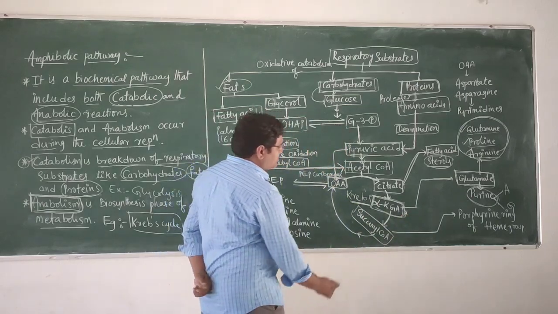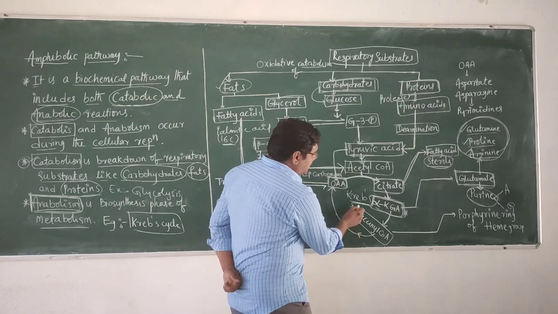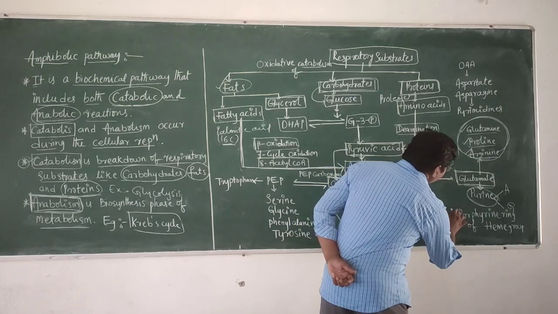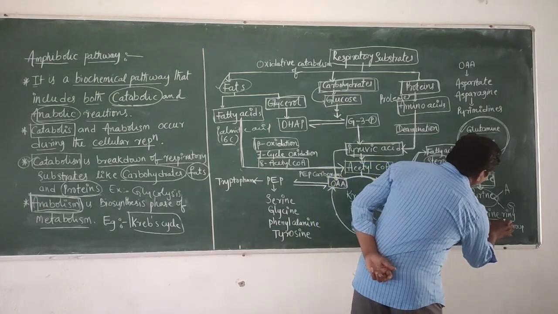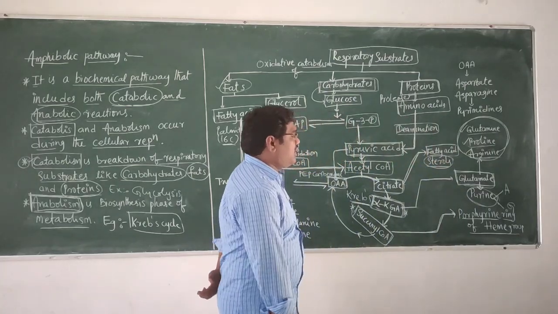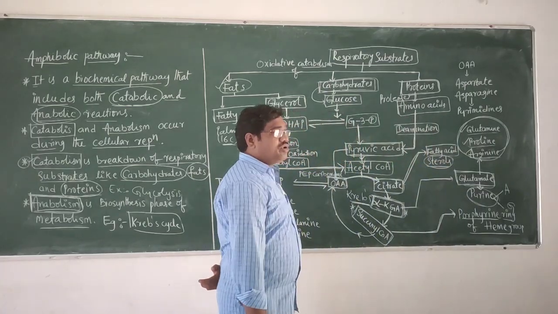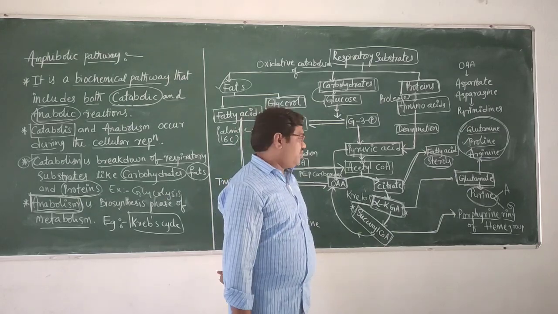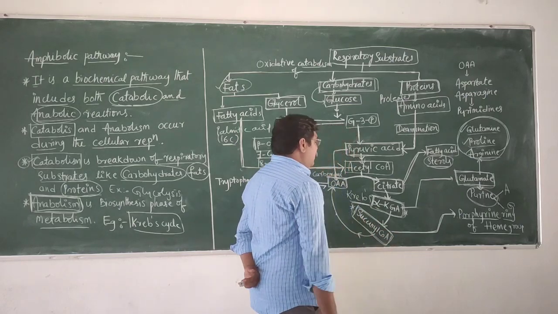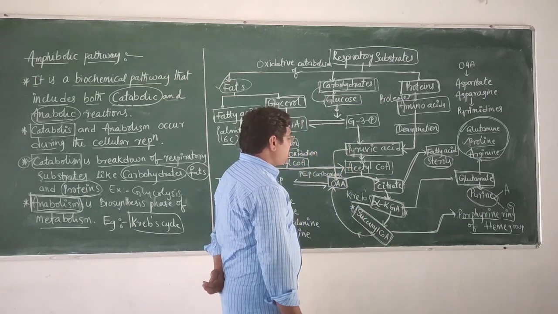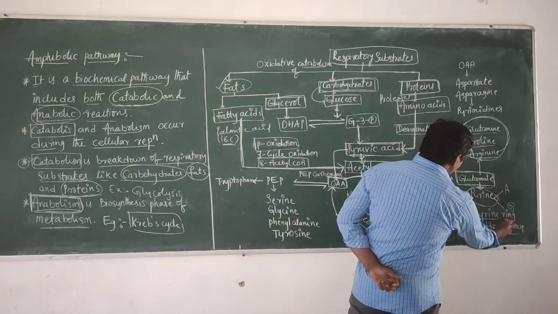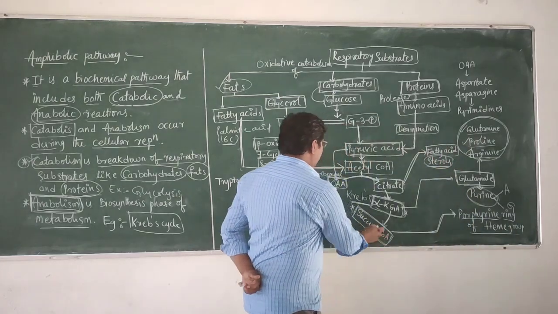So next, the most important concept here is succinyl CoA. Succinyl CoA is the main precursor for the synthesis of the porphyrin ring of the heme group, for the synthesis of hemoglobin, and for the synthesis of chlorophyll. The succinyl CoA is an intermediate product in the Krebs cycle, and it is the main precursor for the porphyrin ring of the heme group.